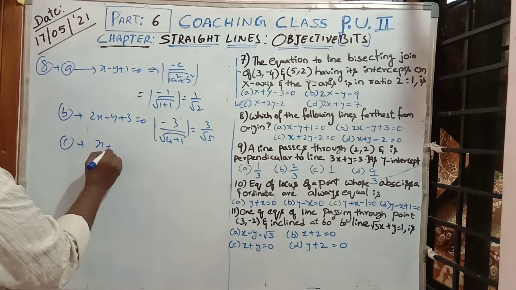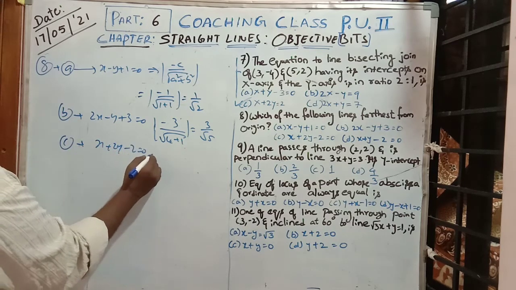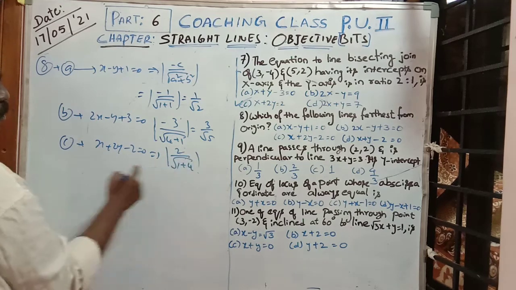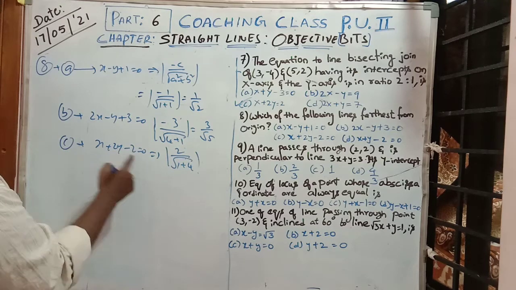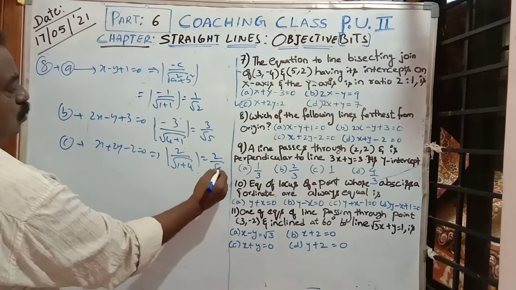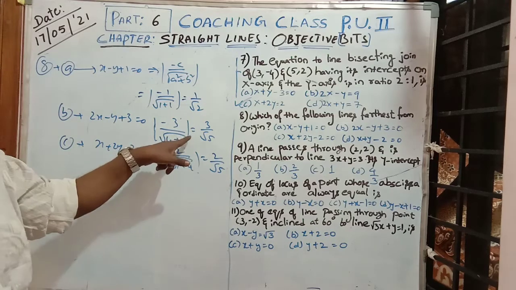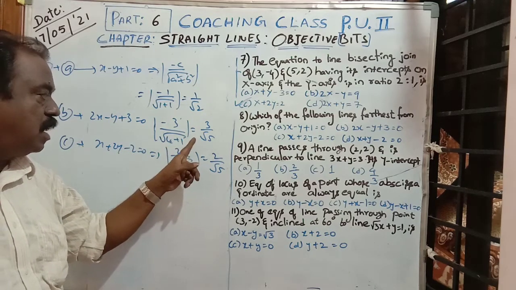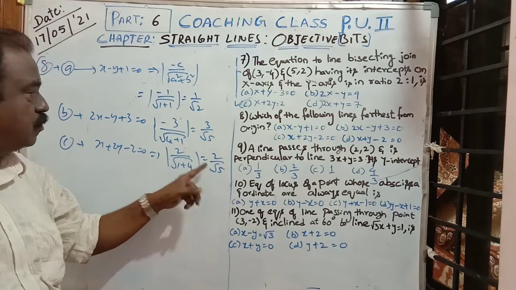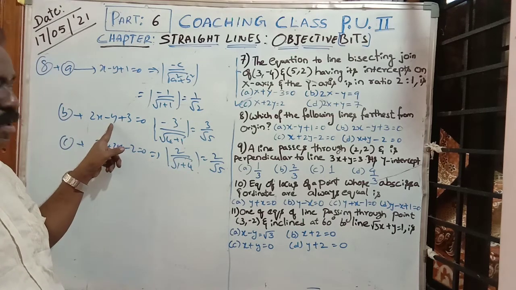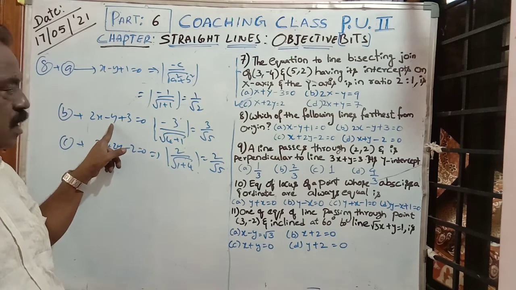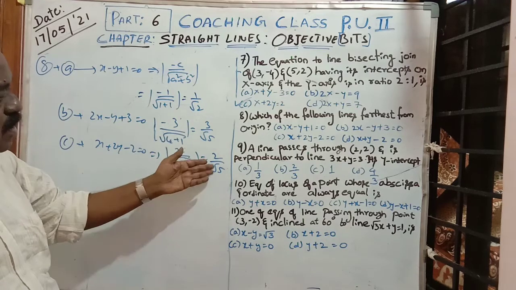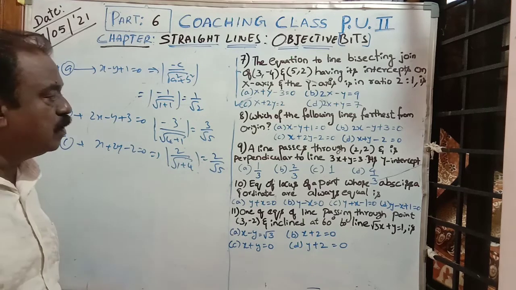C is x plus 2y minus 2 equal to 0. Here also it is 2 by root of 1 plus 4, since 1 square is 1 and 2 square is 4. It is 2 by root 5. Which is the farthest? B is at a greater distance than this one, comparing 3 by root 5 with 2 by root 5.